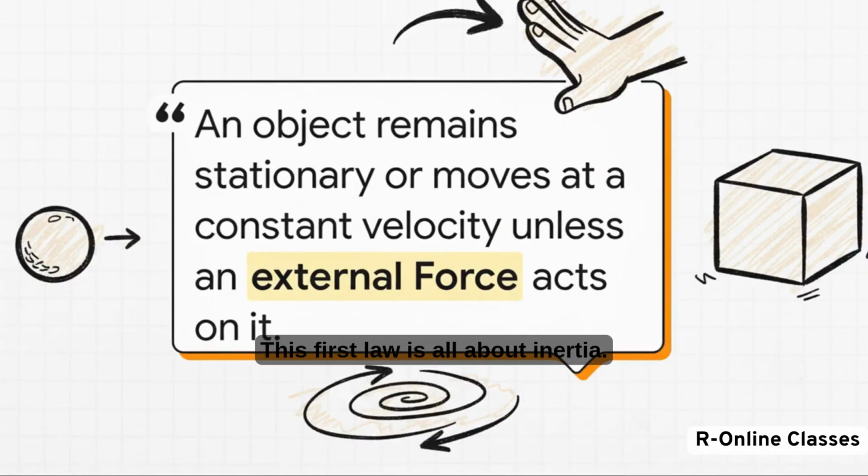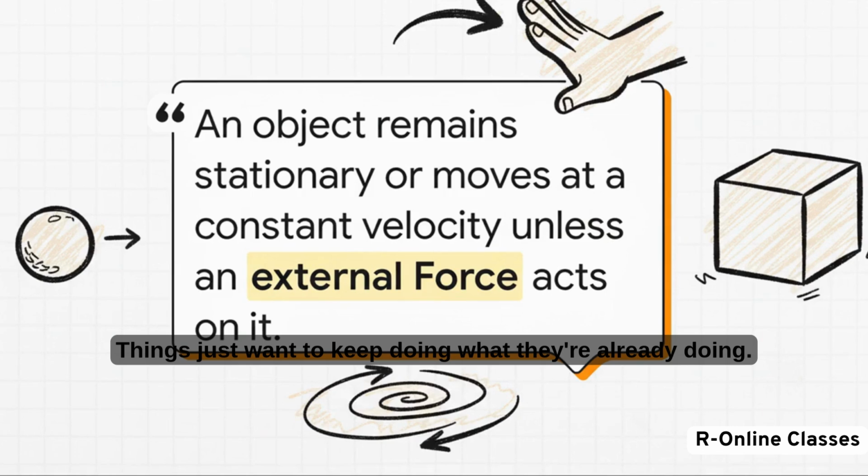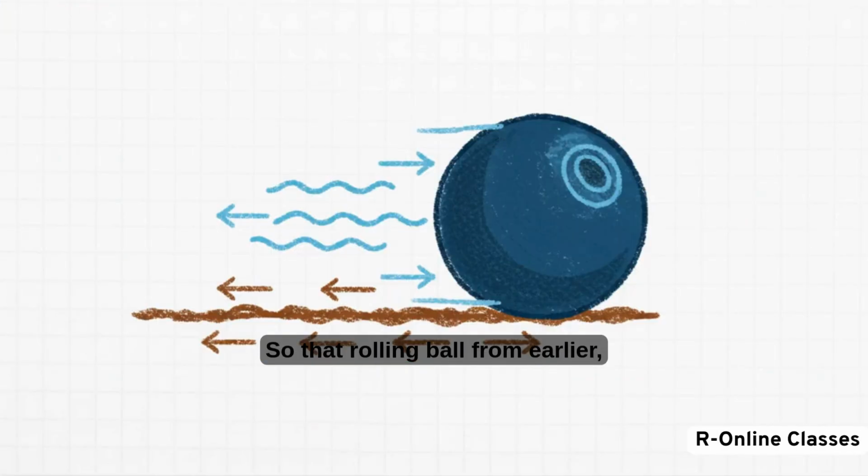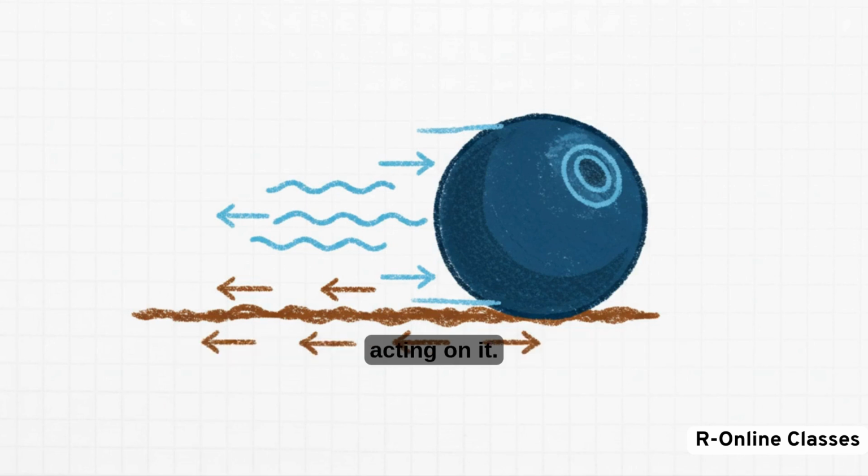This first law is all about inertia. Things just want to keep doing what they're already doing. So that rolling ball from earlier, it stops because of unseen forces like friction acting on it.